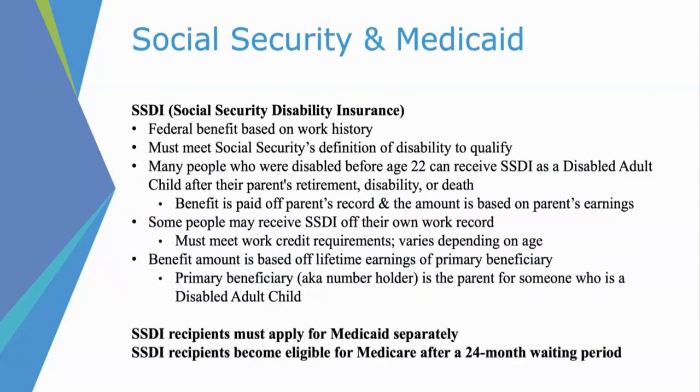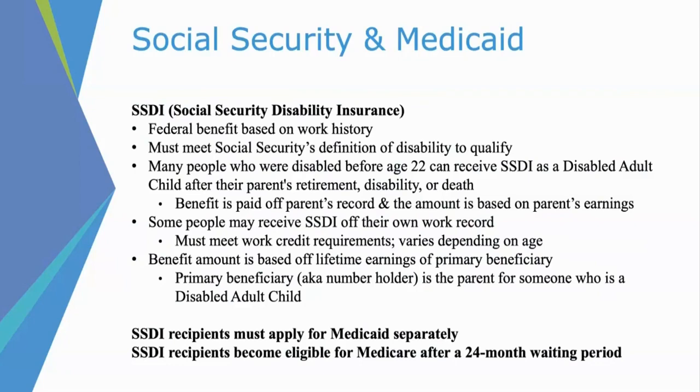SSDI, not to be confused with SSI. SSDI is Social Security Disability Insurance, and this is a federal benefit based on work history. You must meet the Social Security definition of disabled to qualify. Many people who were disabled before the age of 22 can receive SSDI as a disabled adult child, also known as the DAC, after their parents' retirement, disability, or death. The benefit is paid off the parents' record, and the amount is based on the parents' earnings.